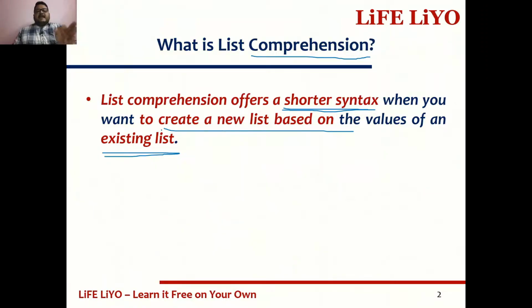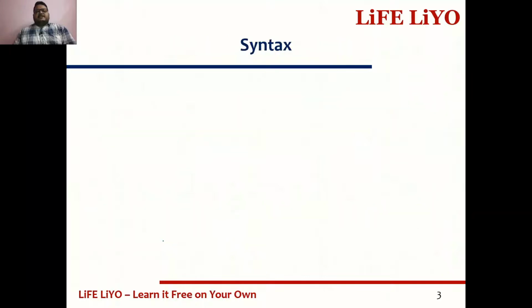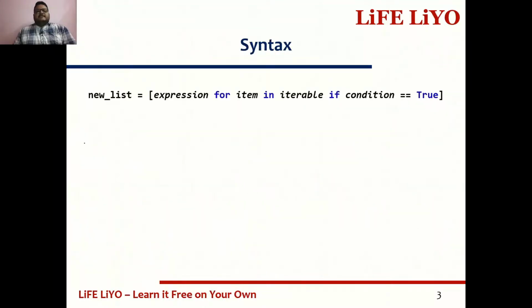This means it returns a new list. The return value is a new list, so it doesn't change the old list. What is the syntax of this list comprehension? The syntax is a new list name equal to list starting and ending brackets, followed by an expression, and then an iterable condition, then a normal condition.